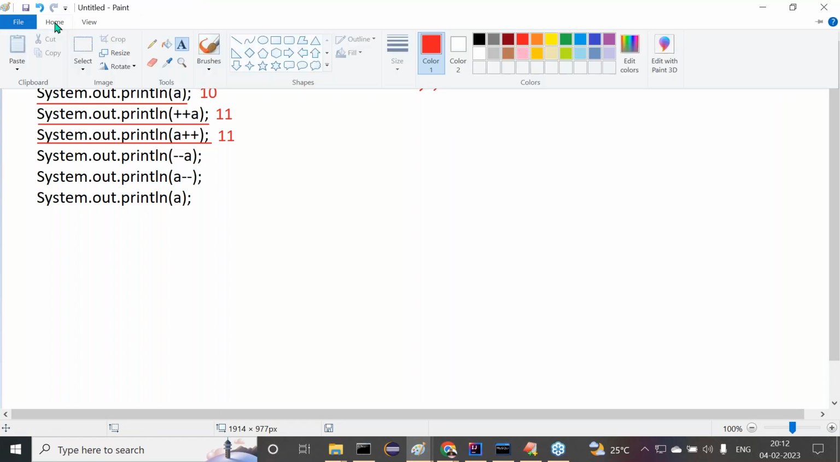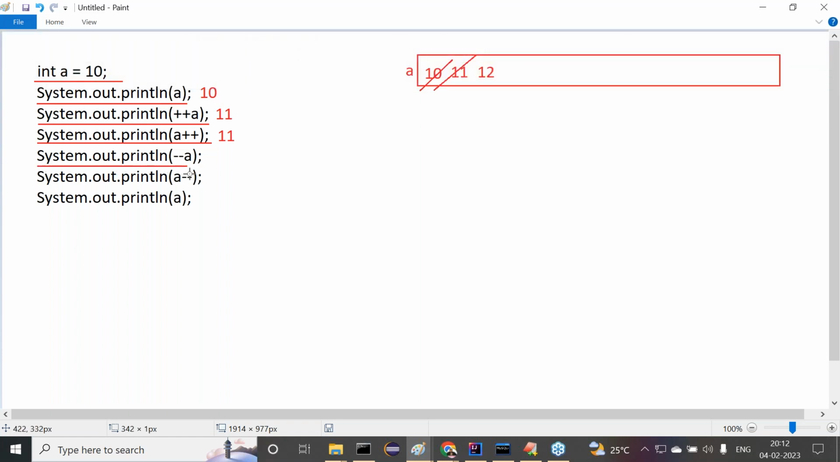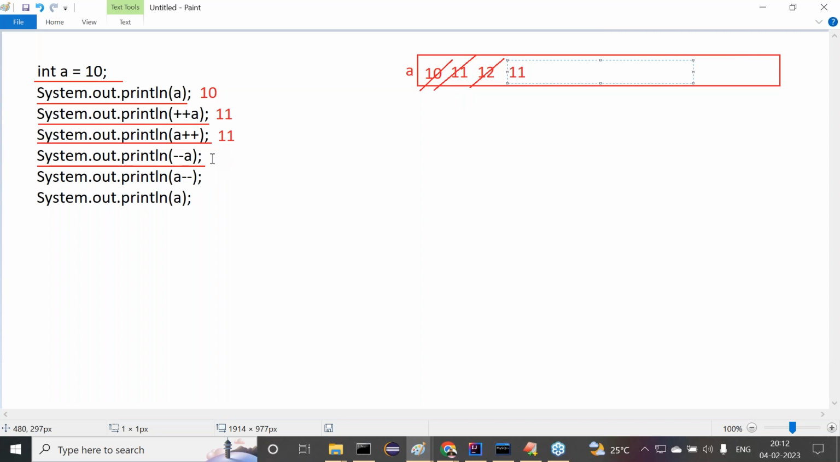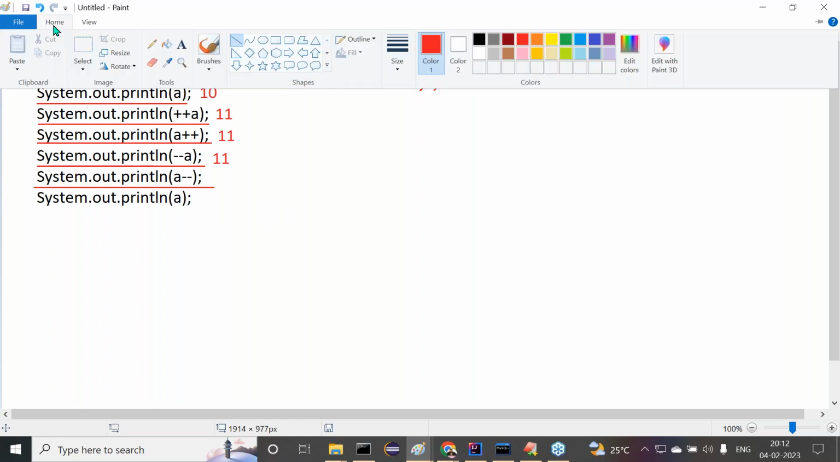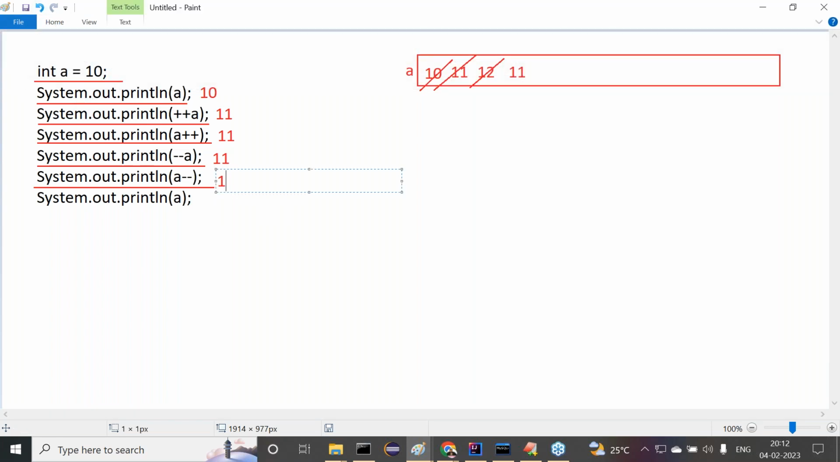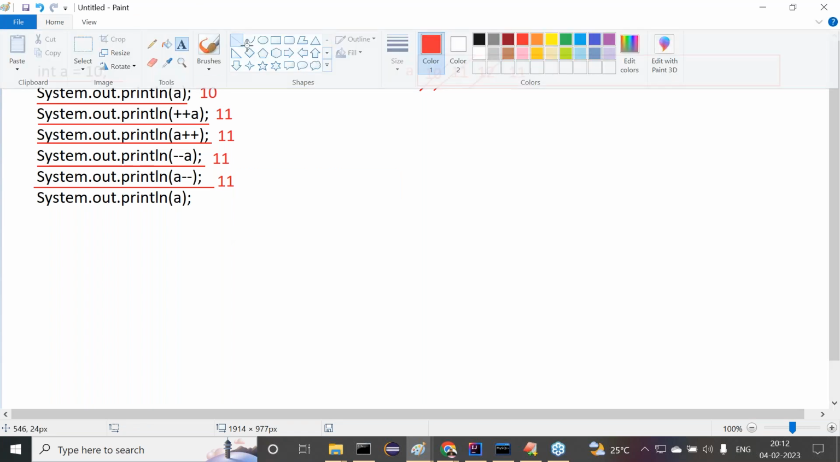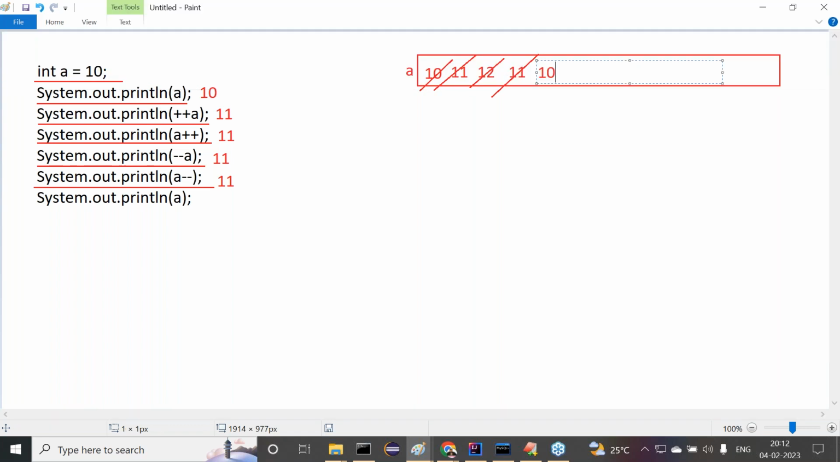Next one after that. Now, when we come to this particular instruction, this is the pre-decrement. Pre-decrement in the sense of pre-operation. First the value must be decremented by 1. The 12 value is decremented by 1. There we are getting the 11 value. That 11 value will be displayed here. Next one after that, System.out.println of a--. This is post-decrement. Post-decrement in the sense the current value will be displayed directly. What is the current value here? 11. Later on the value will be decremented by 1 internally. Now 11 is decremented by 1 internally. There we are getting what value now? 10 is the value we are getting.